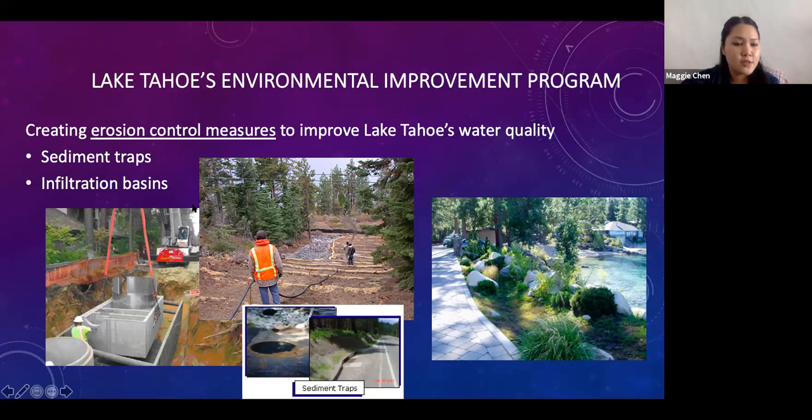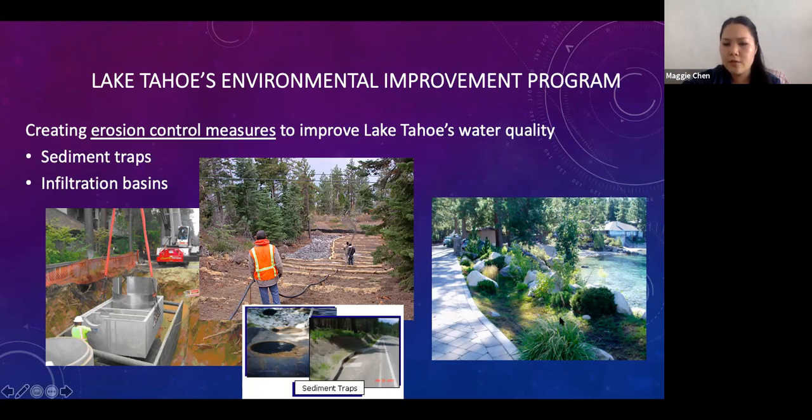Another is infiltration basins. Infiltration basins are basically a layering system underground, where each layer catches a different type of nutrient. It just filters out the water as your water goes through an infiltration basin. So it's all underground. And another would be natural barriers.